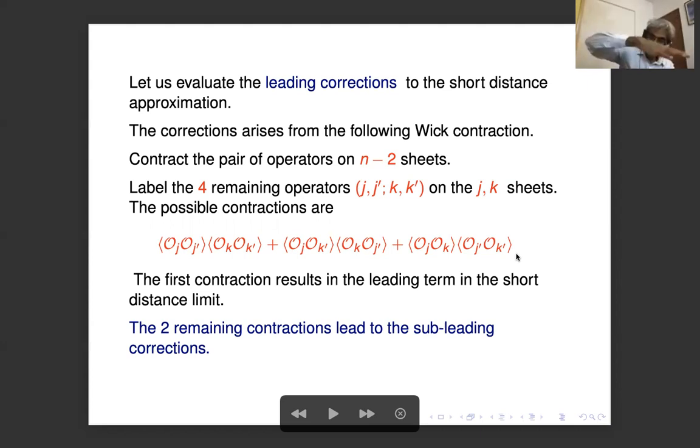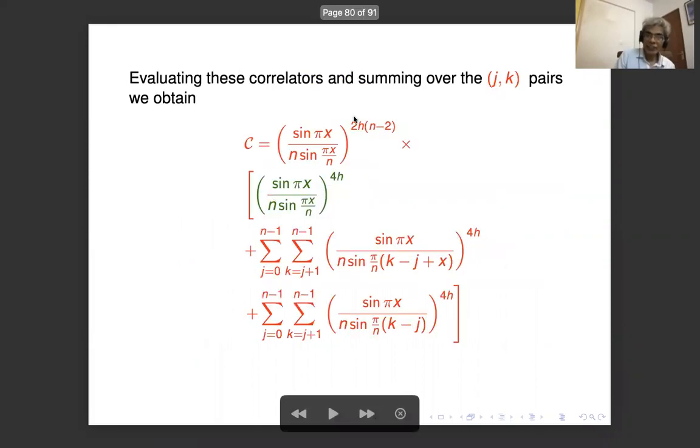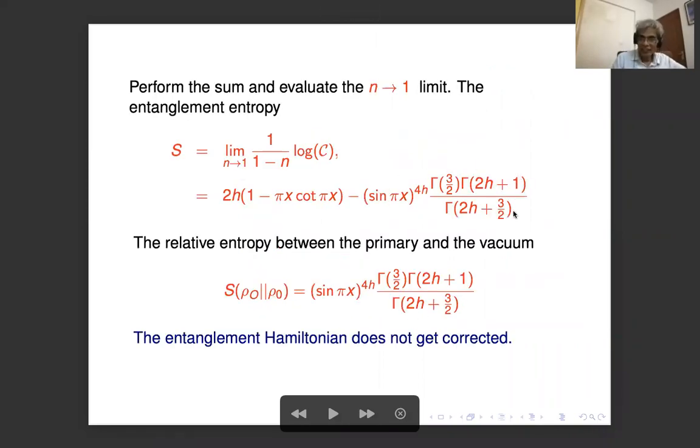So what you do is basically imagine that there are n wedges, and you contract n minus 2 among themselves, and the remaining 4 fellows, you contract in all sorts of ways. What you initially did was only contract in the same wedge, but now you contract in all sorts of ways. That leads to the subleading corrections, and you can evaluate that subleading term. You have to sum over all the pairs I, J, K like that, and the correction is this. It just depends on the weight, and you can evaluate the entanglement entropy. It's again positive, so there is a correction like this.